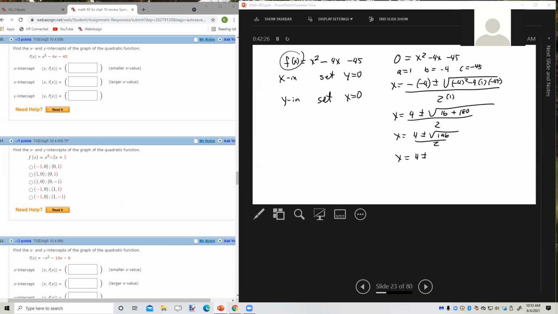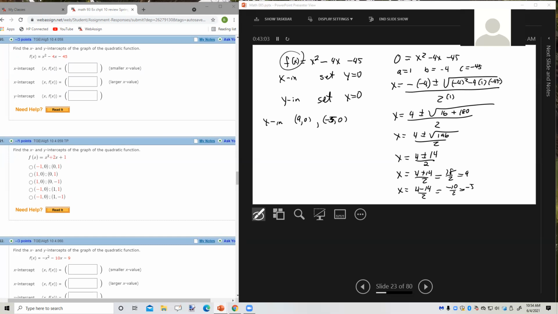Let's see, is 196 a perfect square? That would be nice if it was. 196, 14. Miracles do happen. All right, so x equals 4 plus 14 over 2, which is 18 over 2, or 9. x equals 4 minus 14 over 2, which is -10 over 2, or -5. So our x-intercepts would be at 9, 0, and -3. Wait, that's a 5. Can't read my own writing again.